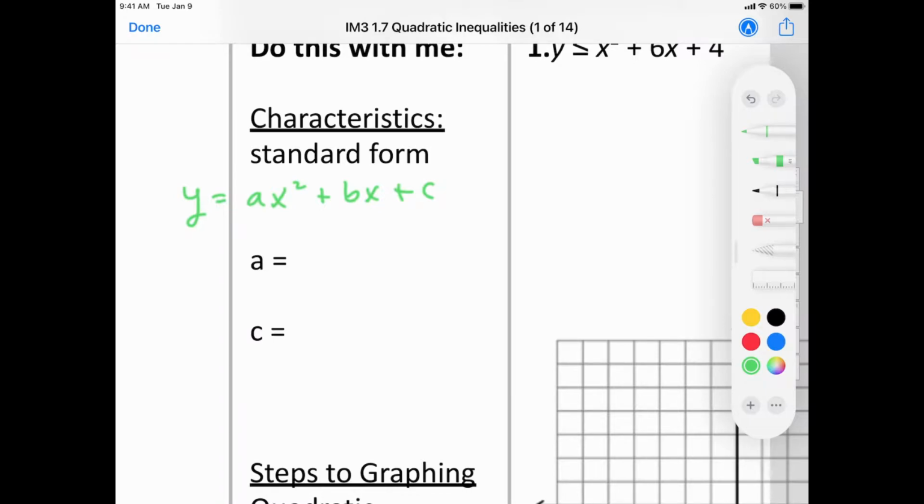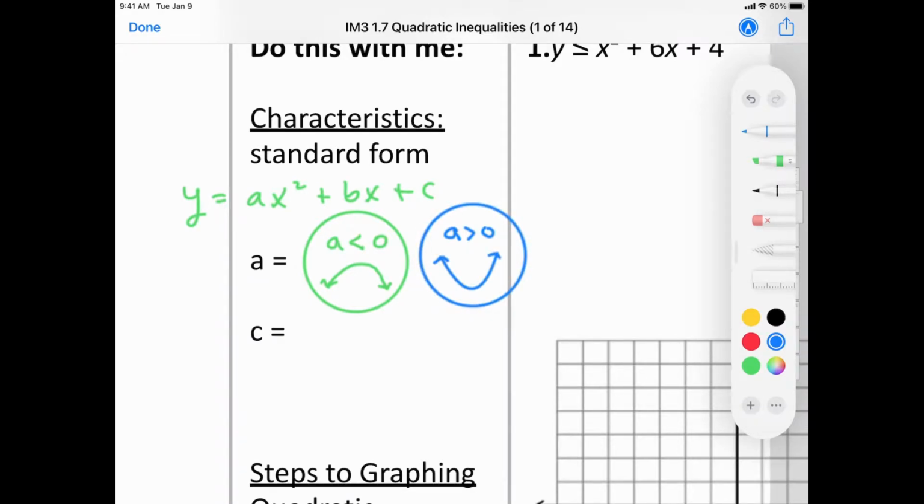When a is less than 0, it's a sad face. You guys get it? But when a is greater than 0, or positive, people, so to summarize that basically means when a is negative, it goes down, and when a is positive, it opens up.